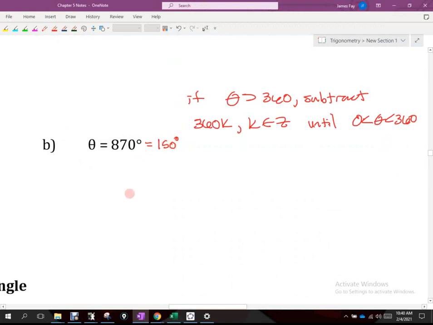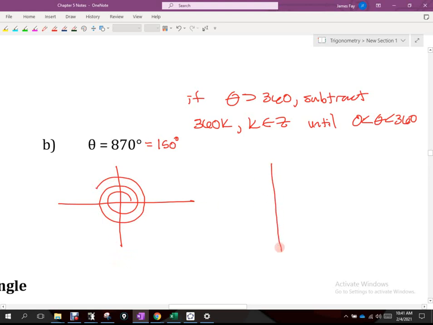So 150 is what we're going to deal with. Now if I go draw my 150, well, let's do this real quick. Let's draw the 870. So there would be 360 degrees, there would be 720 degrees, and then there would be 870. Does that make sense?